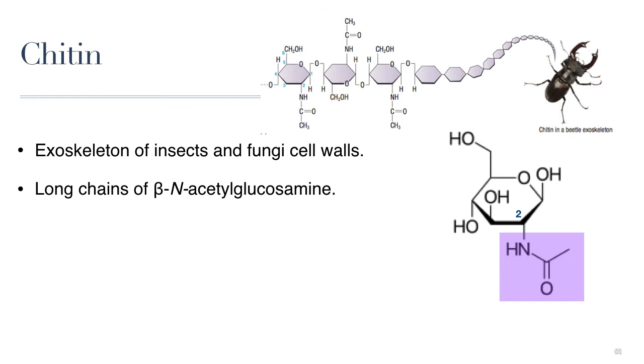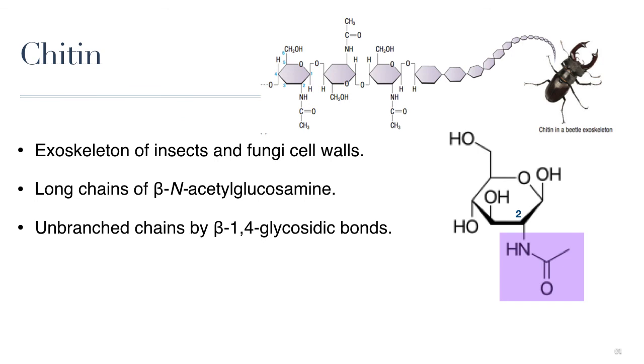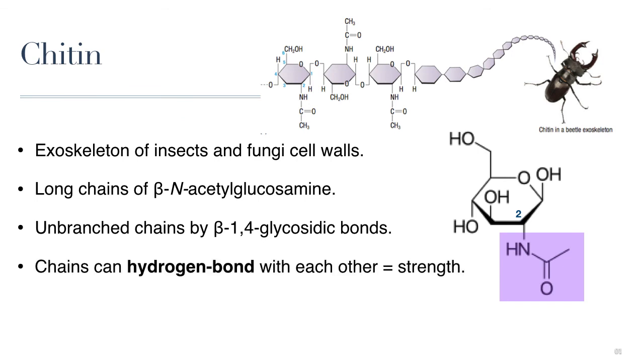Now, chitin is just long unbranched chains of this beta N-acetylglucosamine linked together by beta 1,4-glycosidic bonds, just like with cellulose. And just like in cellulose, because chitin is made out of beta glucose chains, chitin can hydrogen bond between those chains. And it is, again, that hydrogen bonding that gives this molecule such strength. So it's all about hydrogen bonding when it comes to strength, at least with sugars.